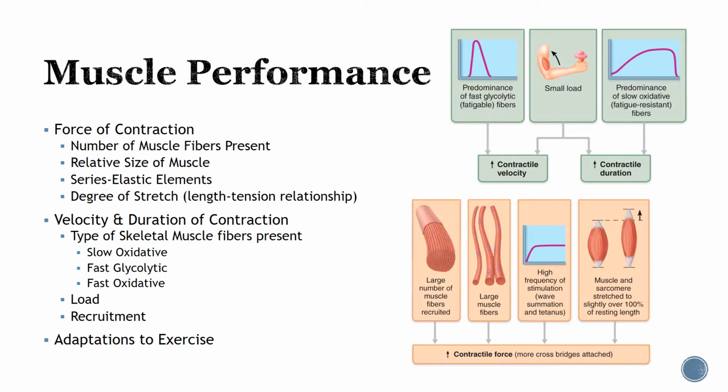Velocity and duration of contraction. You have 3 different types of skeletal muscle fibers: slow oxidative, fast glycolytic, and fast oxidative. And you have load, where the less load, the faster the contraction, and recruitment. By adding motor units, you have a faster and harder contraction. An adaptation to exercise means that your muscles can adapt to the different types of exercise, so that it can be a slow oxidative muscle. And that increases your cardiac and respiratory endurance.